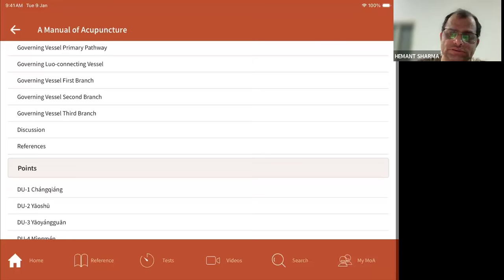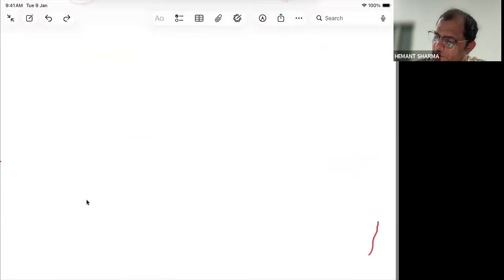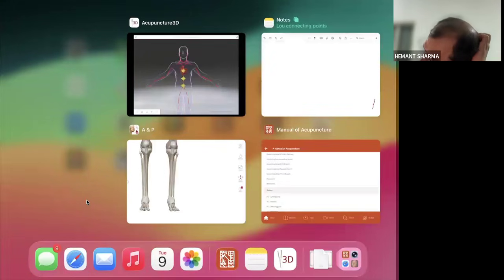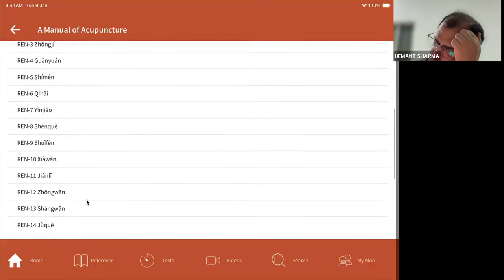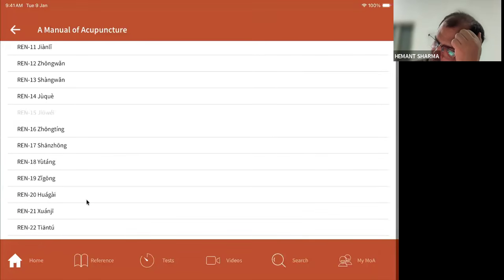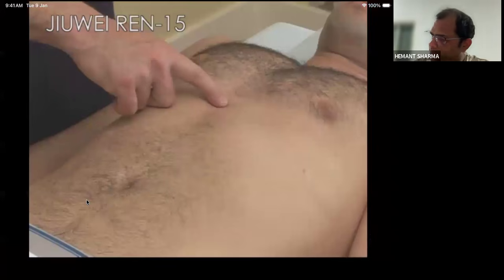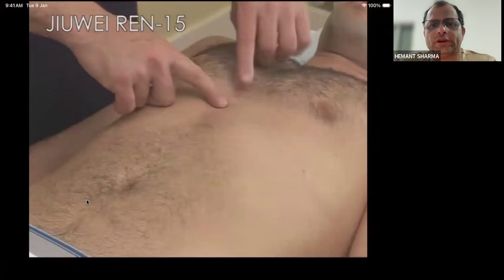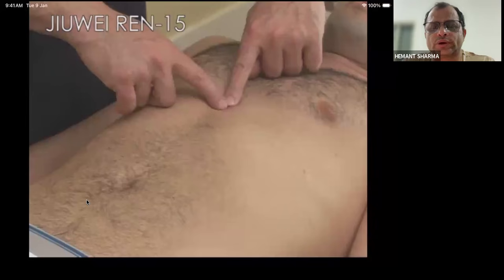Now we are moving to the next point, that is the luo-connecting point of the CV meridian, that is CV15. So we can look here. This is the location of the CV meridian. CV15 is just one chun below the lower part of the sternum bone.